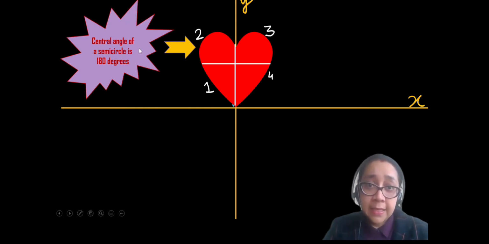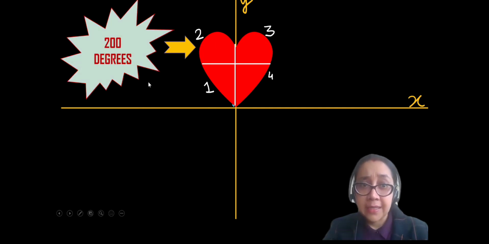But you can see that this part of the heart is closer to a semicircle, but not exactly a semicircle. So the central angle will be slightly more than 180 degrees. This is exactly 200 degrees. Now you can ask how can I understand it is 200 degrees? Again, the answer is through the trial and error method.